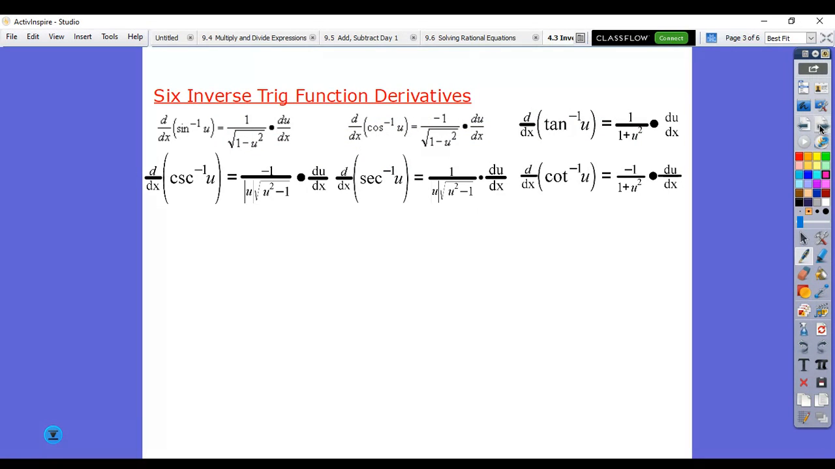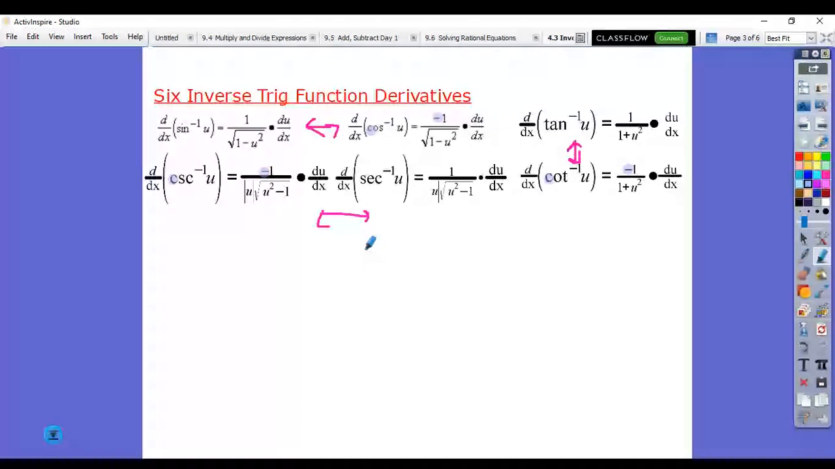These are the 6 trig inverses. The first thing I want you to notice is there's really just 3. Sine and cosine are the same. Secant and cosecant are the same. Tangent and cotangent are the same. It's just that the co's are, you got it, negative. So there's really just 3 to remember, and then you remember the co's are negative.